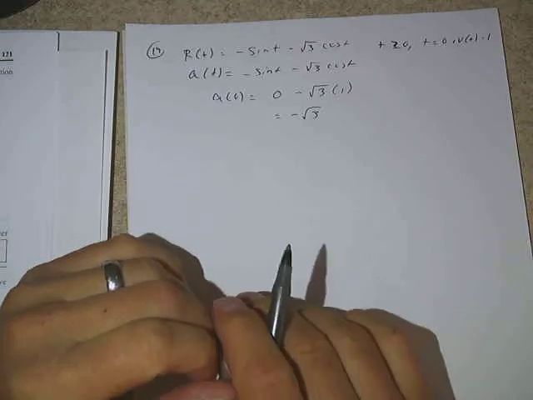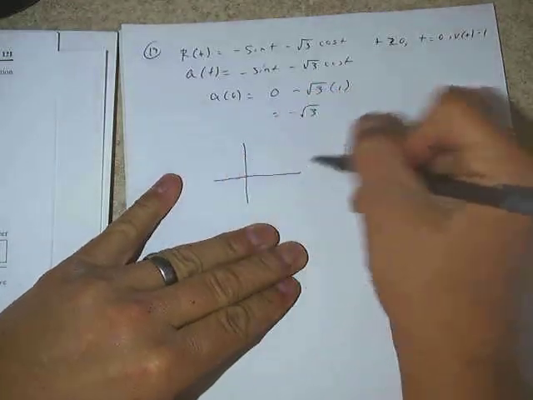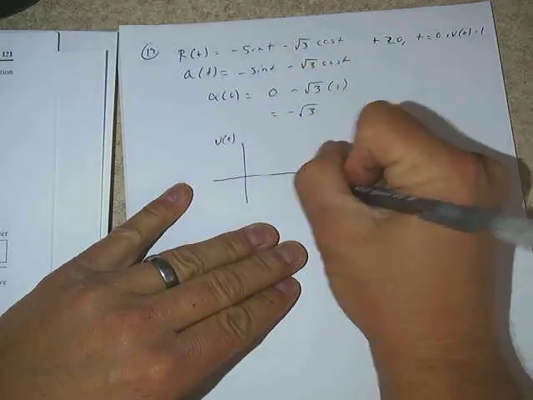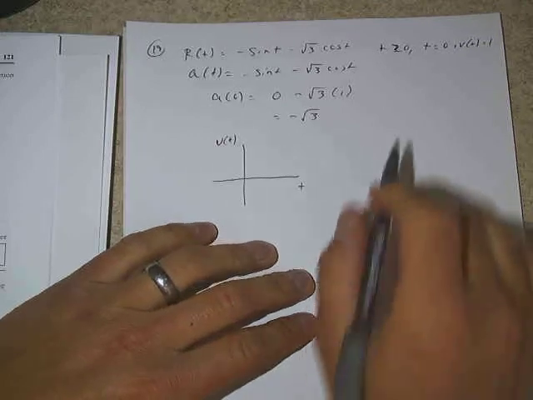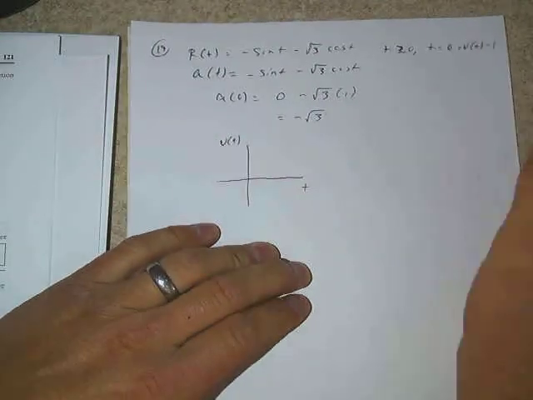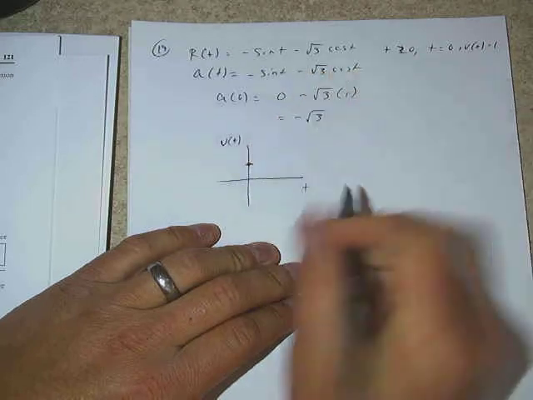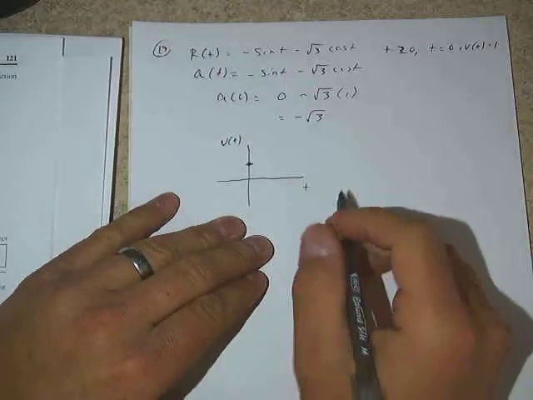So let's take a look at what the acceleration is like. Well, let's start with what the acceleration is at 0. Well, the acceleration here, sine of 0 is 0, and then we're going to get negative 3 radical 3, and then the cosine of 0 is 1. So our acceleration at 0 would be negative 3. True? Okay.